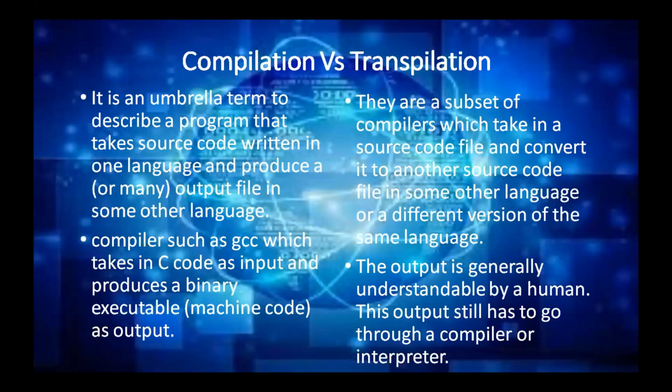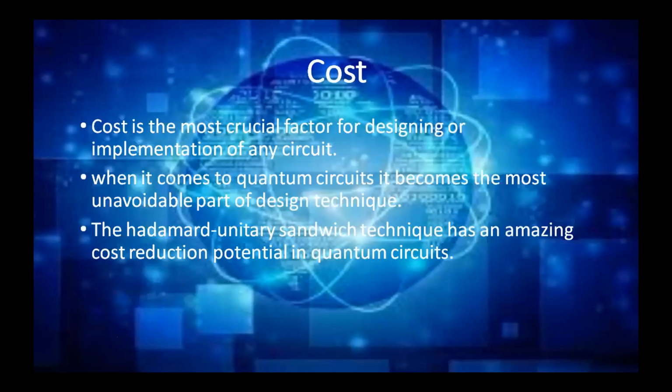So what's the difference between compilation and transpilation? The main task of compilation is to change the source code into machine language. For example, in the GCC compiler we take C code as input and produce binary or machine code as output. But transpilation is a subset of compilation in which we take a source code file and convert it into another source code file in some other language or a different version of the same language. So the output is generally understandable by a human, but after transpilation we still have to compile it using a compiler or interpreter to change it into machine code.